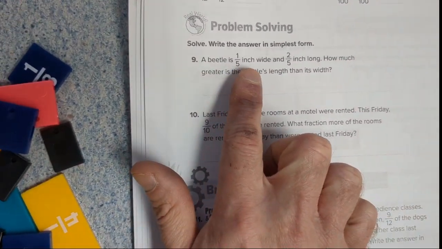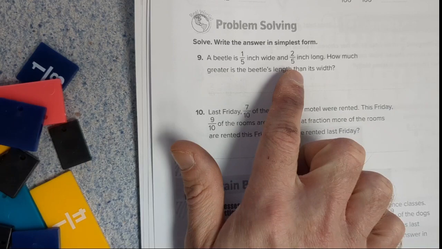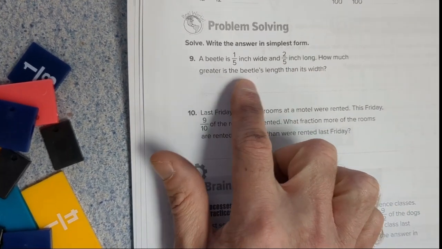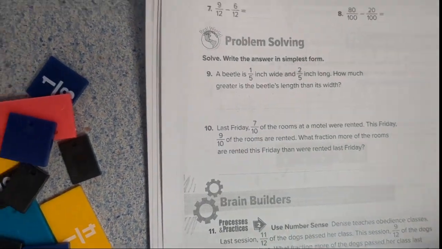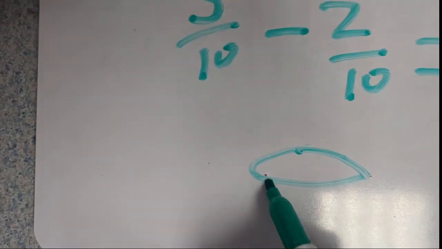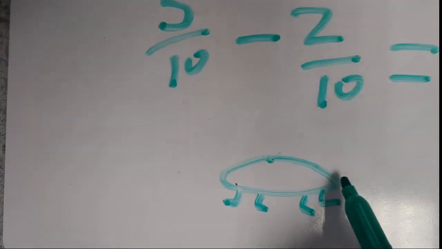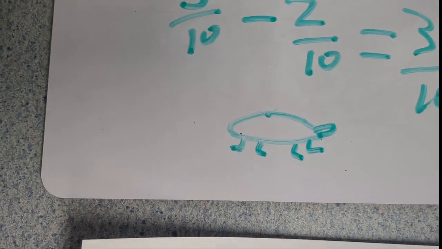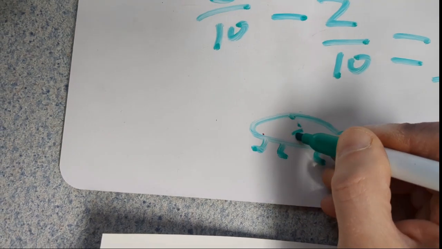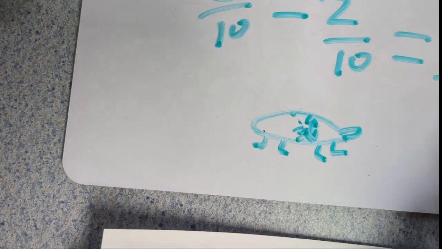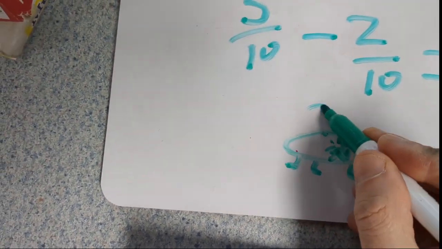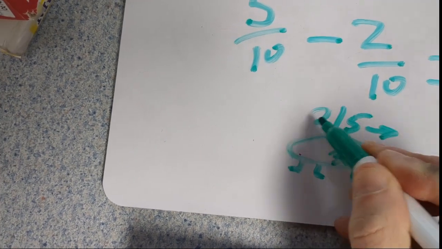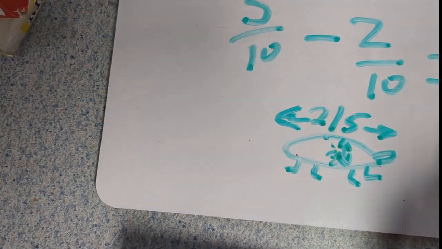A beetle is 1/5 of an inch wide and 2/5 of an inch long. How much greater is the beetle's length than its width? So you could think of the beetle. I'll just draw it. Okay, I'll give it some legs. Head. There's my beetle, and it says it is 1/5 of an inch wide, 1/5 this way, and 2/5 of an inch long, 2/5 this way.